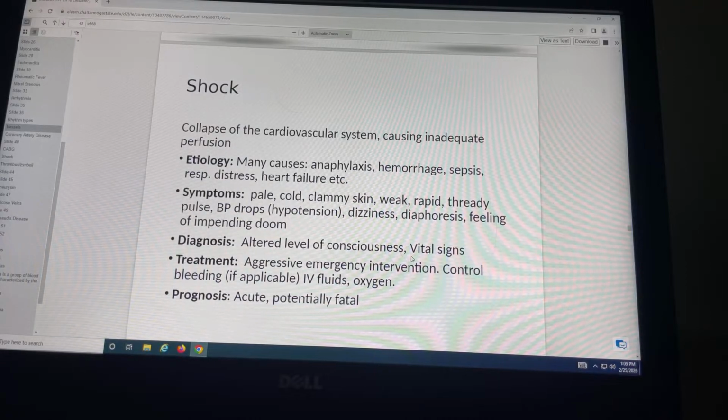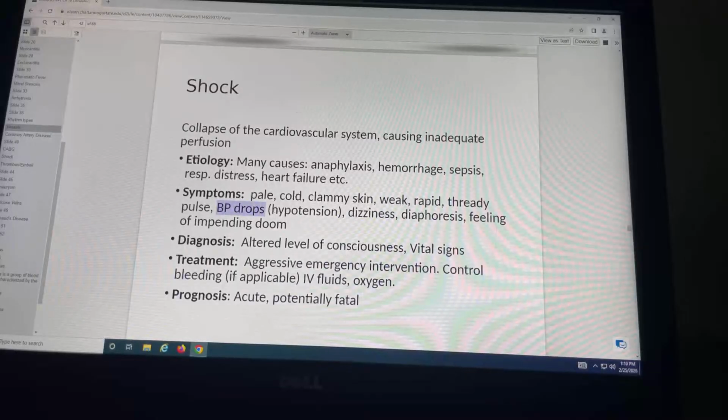Does that make sense? So basically, that's what they mean by cardiovascular collapse. You're so vasodilated that there's no blood flow actually being pumped out. So this is going to make people very cold and clammy, their heart rate is going to be very weak and rapid, and their blood pressure is going to have a very dramatic drop. So that's what this is.